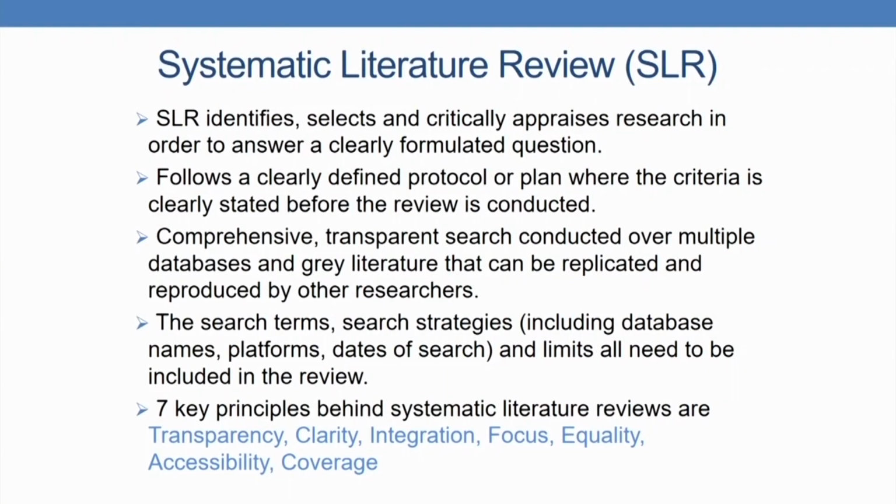There are 7 key principles that guide systematic literature review. One is transparency in the search of the literature, clarity with regard to the question that we are formulating before we enter into the SLR process, integration of different forms of research, focus on the question that we have formulated, equality, accessibility and coverage of the themes that we want to search as part of the systematic literature review process.